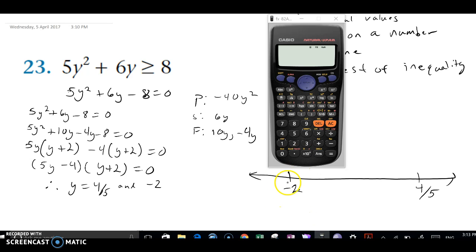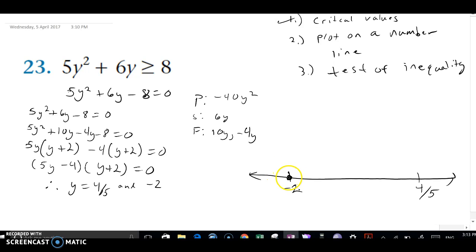I'm going to pick a number less than negative 2, stick it in this thing, and see if it's greater than 8. So let's do negative 3. So 5 times negative 3, notice I'm putting the negative 3 into the brackets, squared, and plus 6 times negative 3. Now what I care about is this greater than or equal to 8. Is that greater than or equal to 8? Well, yes, indeed it is. So I know I include negative 2 because I've got the equality bar there. So it appears that everything to the left of negative 2 would be part of this solution.